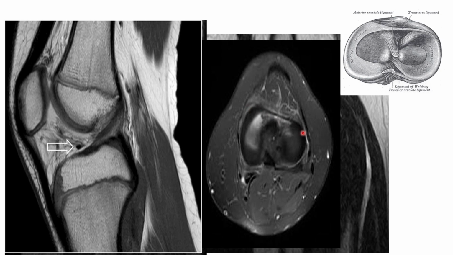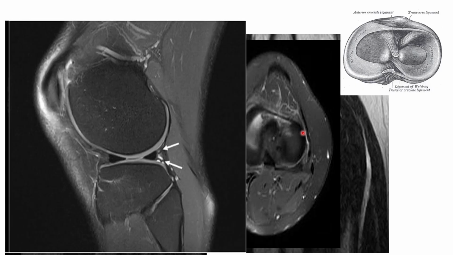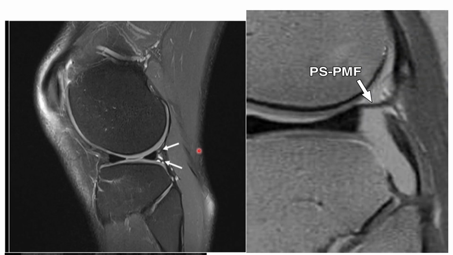Now another one is the popliteomeniscal fascicle or ligament. So this is the superior and inferior meniscopopliteal ligament that attaches the body and posterior horn with the popliteus hiatus. Now another one is the superior meniscopopliteal ligament of the posterior horn, and it attaches with the roof of the popliteal hiatus. So these are the ligaments.